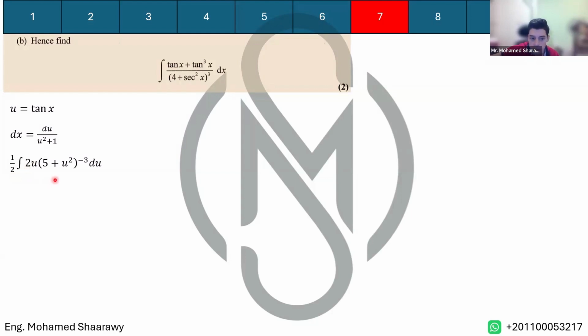And now let me ask myself, let's hide the derivative and focus on this. What's the integral of some function to the power negative 3? What's the integral of x to the power negative 3, for example? Yes, it will be x to the power negative 2 over negative 2. So this is a half times this function to the power negative 2 over negative 2, which is the new power. So simplifying this, it will be a half times negative a half, which is negative 1 over 4. And let me write this down. And take care, since the question is written in x, the answer must also be in x. So let me replace this u with tan x again. So this will be the answer.